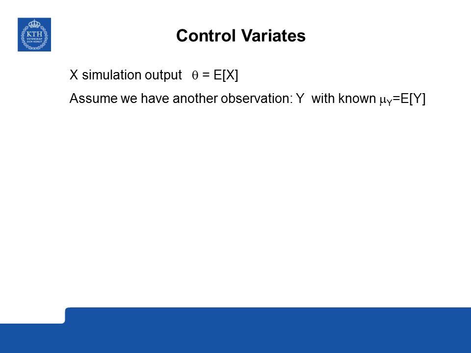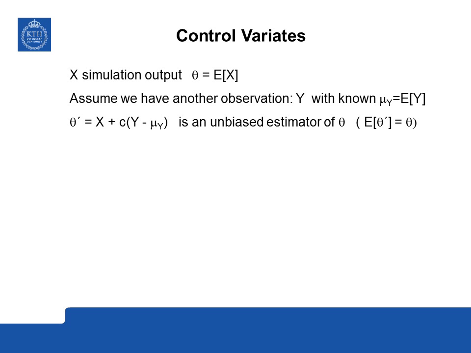And now we form a new estimator, and that is x, and we add a term c times y minus mu y. And we can clearly see that this is also an unbiased estimator of theta. And of course we get theta hat by summing over the different outputs xi and the yi's.